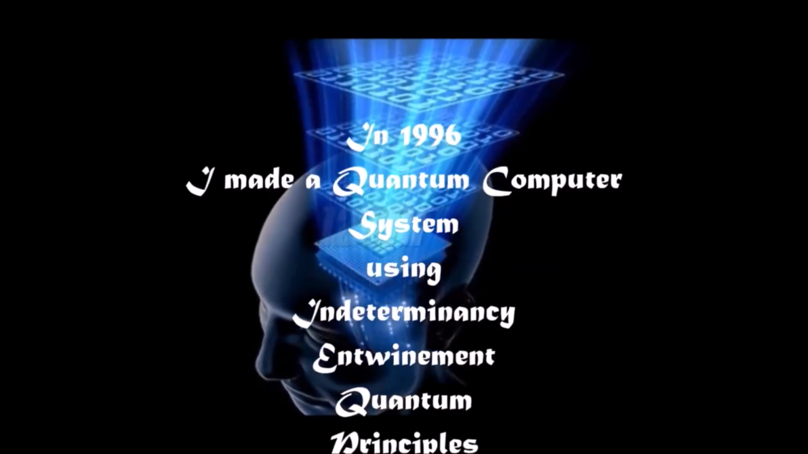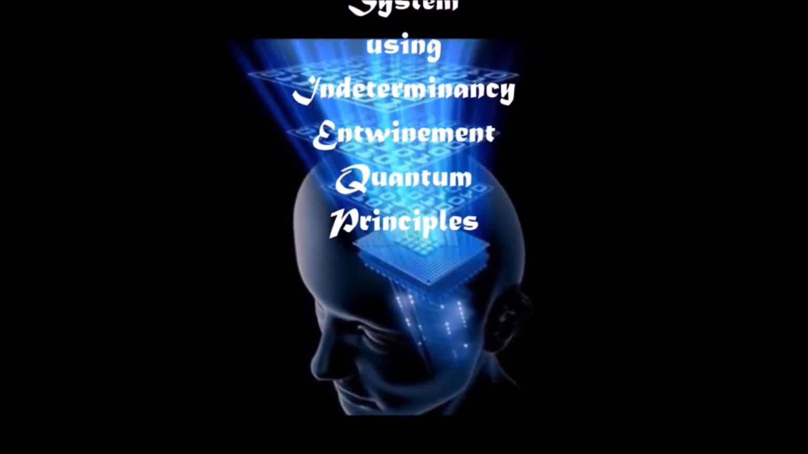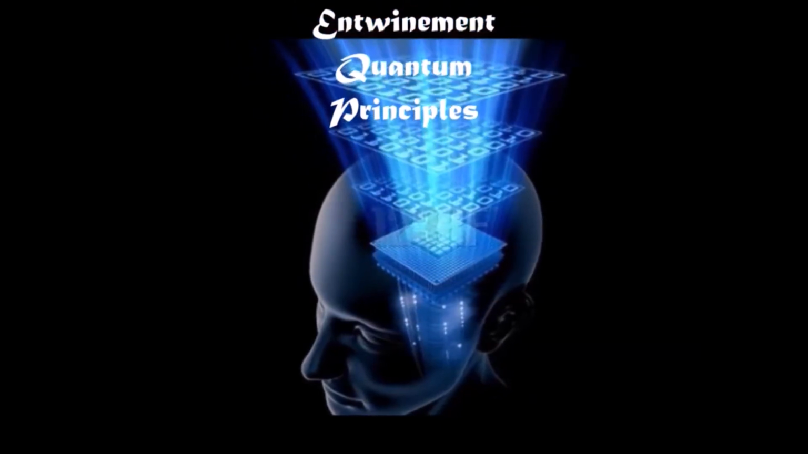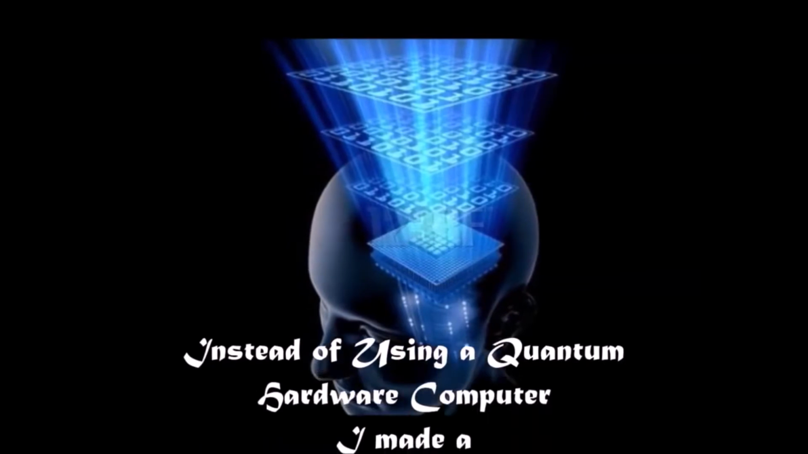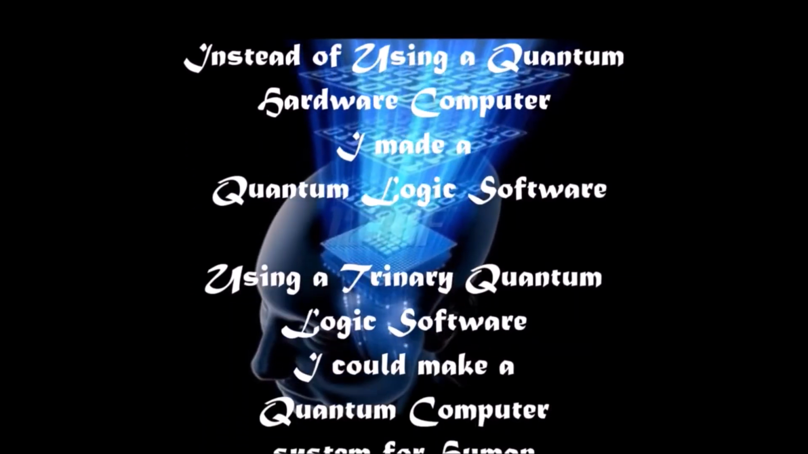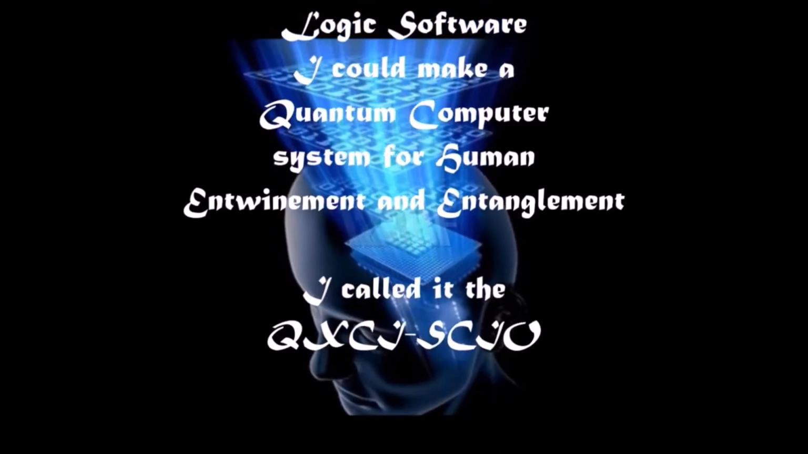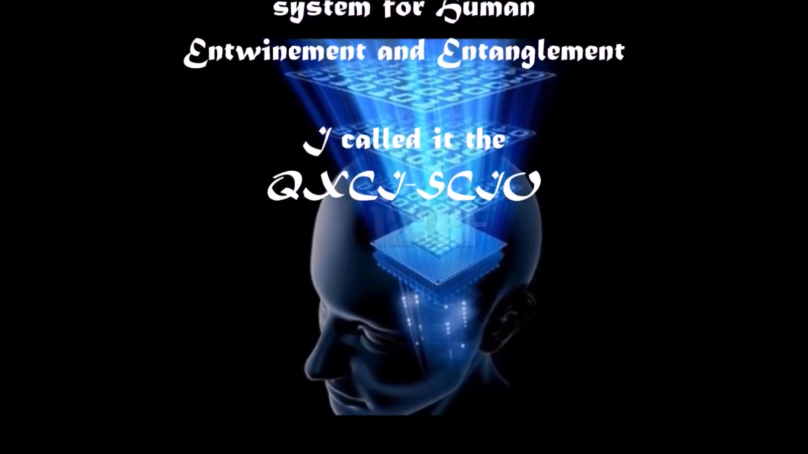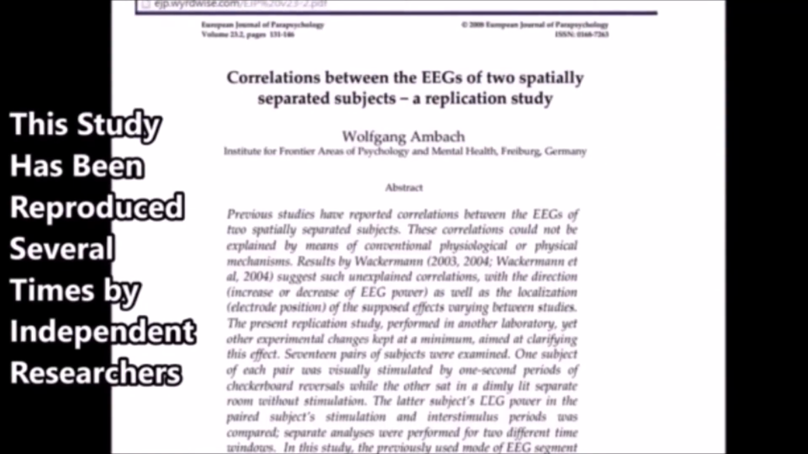We started this in 1996 and made an indeterminacy entwinement program using quantum principles. So we're able to not make the true hardware, but be able to make a software system, a quantic software system. And then we used the principles of entwinement and entanglement. We called this the QXCI. And then we had to be able to test it clinically.